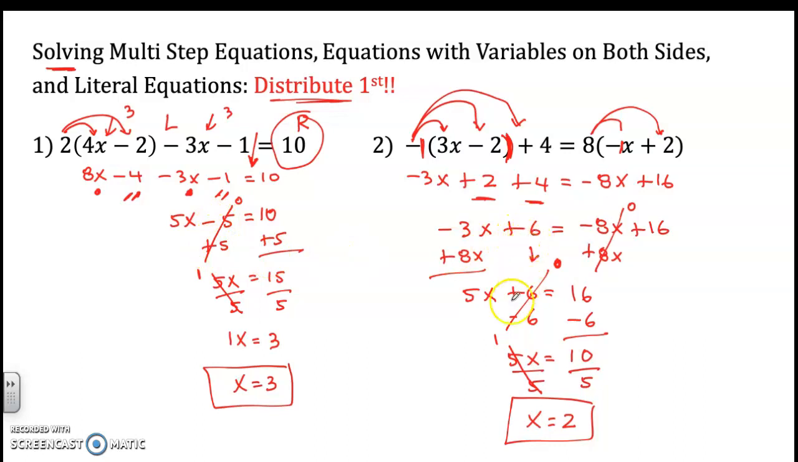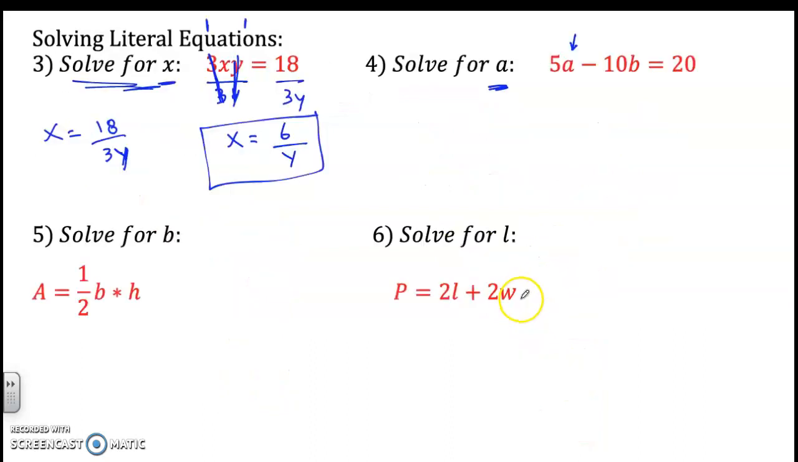Here, I have 5x plus 6 equals 16. Why cancel? Cancel the 6, right? What is adding or subtracting? All right, same idea. I have negative 5a minus 10b equals 20. I want to leave the a by itself. I got to cancel this. Is negative? I do the opposite. 10b plus 10b. I know that negative 10 plus 10 is going to give me 0. That cancels out. I bring down my 5a.